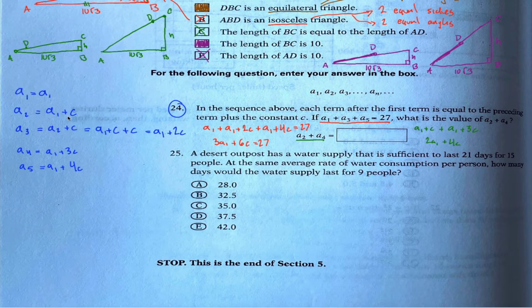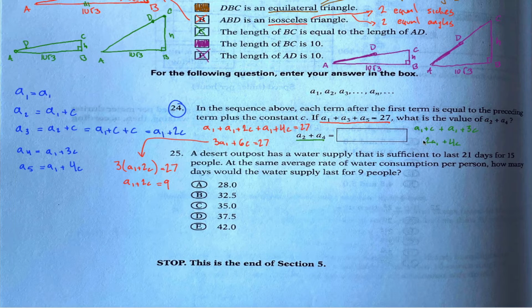Absolutely we can. If you just recognize you could factor out a 3 from this expression, down here maybe: 3 times (A1 plus 2c) is equal to 27. Right, pull a 3 out of here and a 3 out of here. Therefore, A1 plus 2c must be equal to 9. Right, but I'm not asked about A1 plus 2c. I'm asked about 2A1 plus 4c.